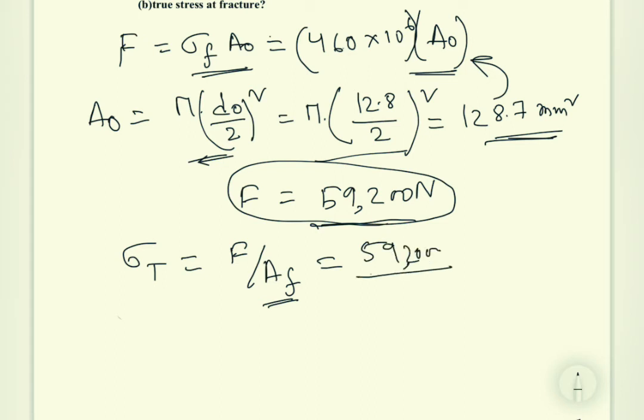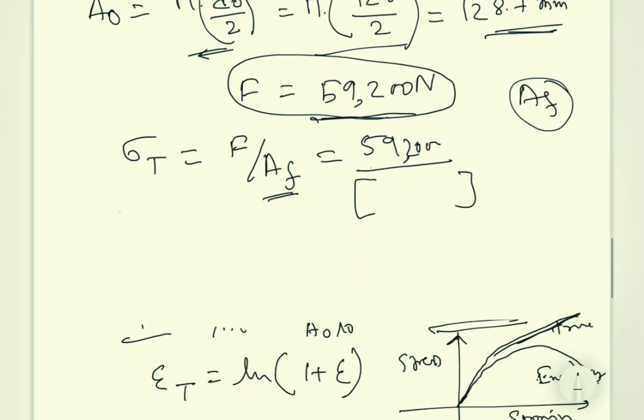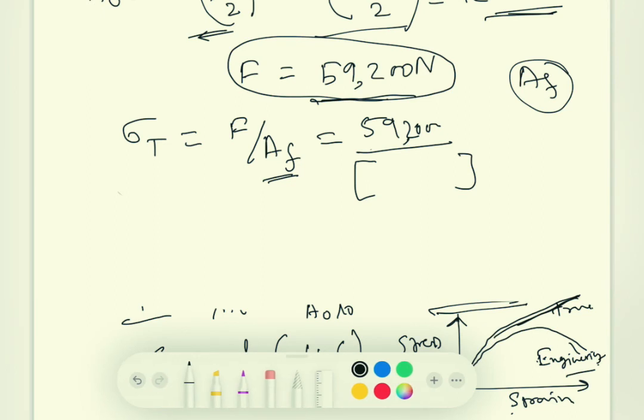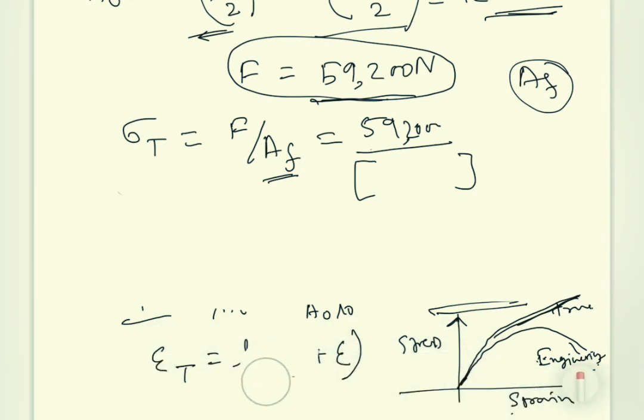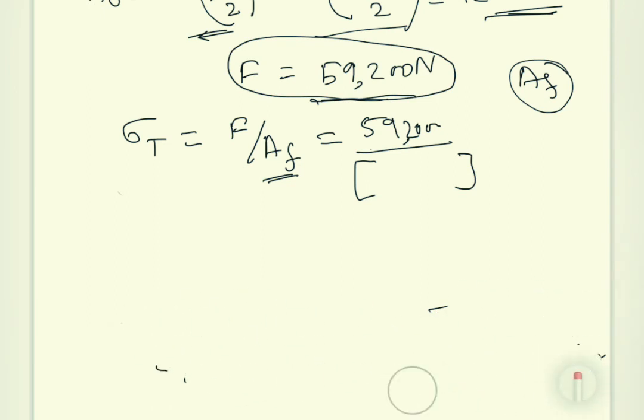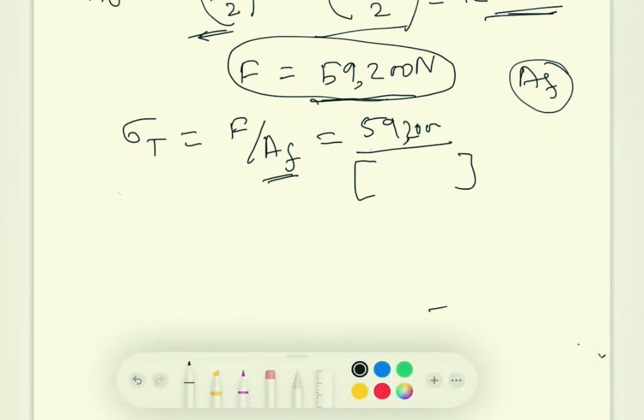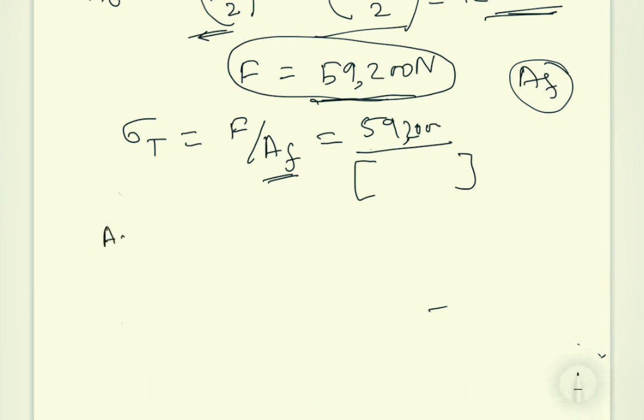So that would be 59,200 divided by the actual area. The actual area is AF. Still I have not calculated that. What is AF? Let me wipe it out, then calculate. So this AF is again pi times (10.7 by 2) whole square, in mm square.